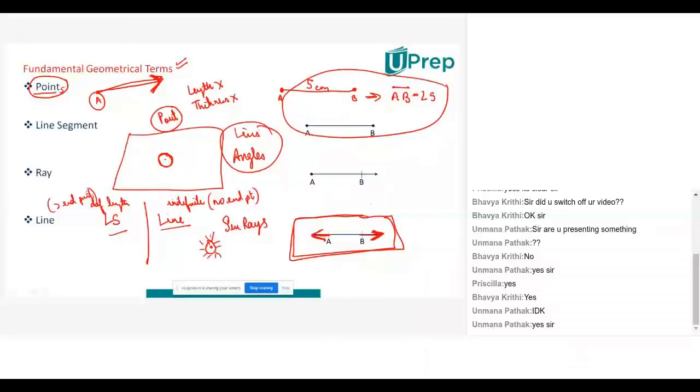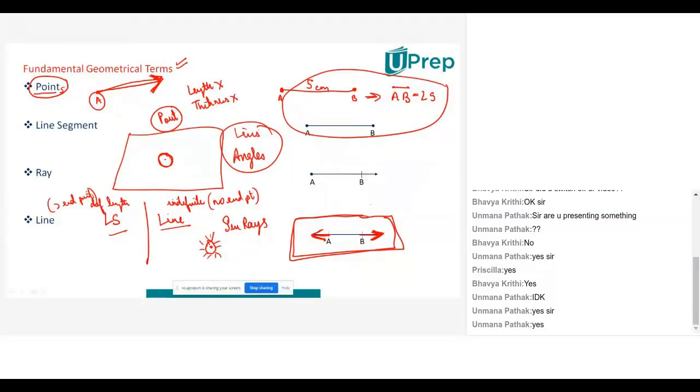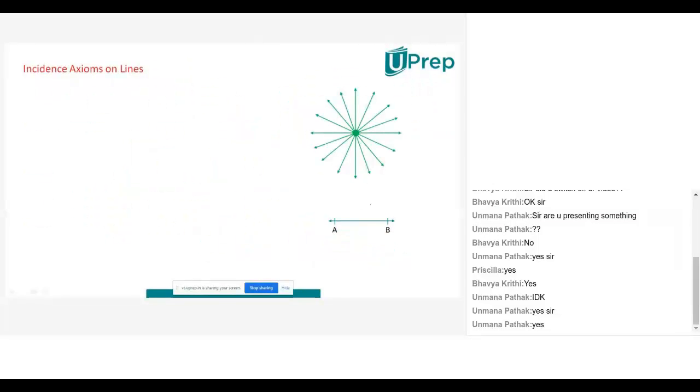Is this very clear? If you're not speaking, please be on mute. If you want to speak, you can unmute yourself. Are these four terms clear? Point, line, line segment, and ray. Very clear? Yes. Sure.